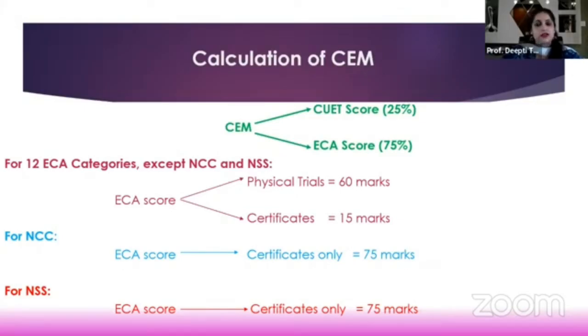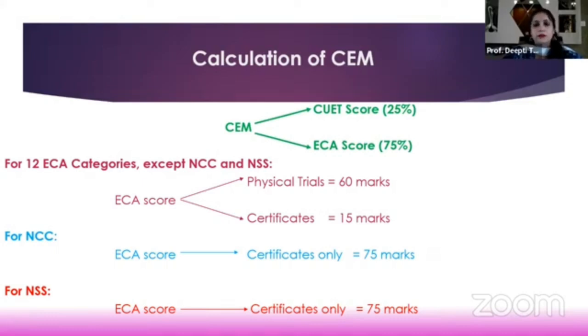As has already been mentioned in the CSAS brochure, very quickly I'll take you through this. The CM, which is the combined ECA merit, will be based on 25% of your CUET score and 75% of your ECA score. We have been getting queries, कि ये कैसे calculate होगा, हमारा CUET score तो 800 में से है, 650 में से है, and all such queries.